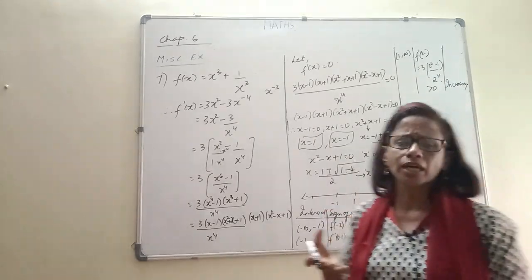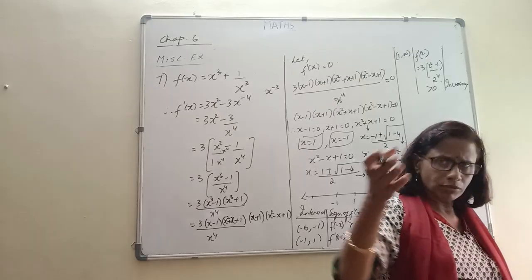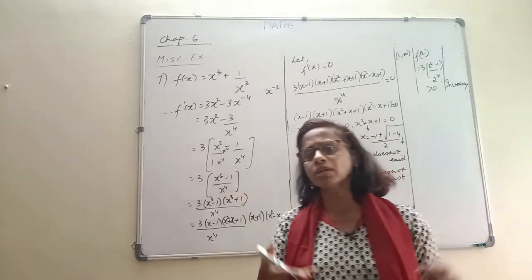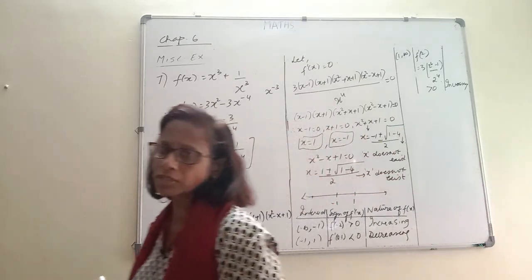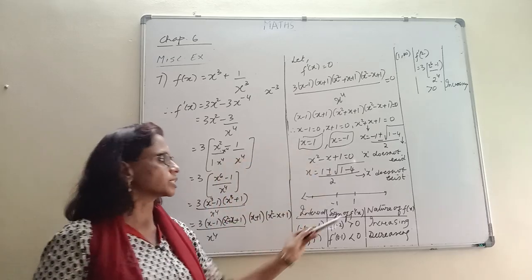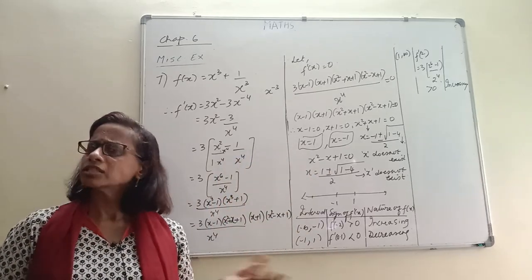That's it. That's what they ask us to show. They're telling, come on, you take this function, break it up and show where all it is increasing and where all it is decreasing. So that's exactly what we have done. We have shown where it is increasing, where it is decreasing. That's all for this problem.